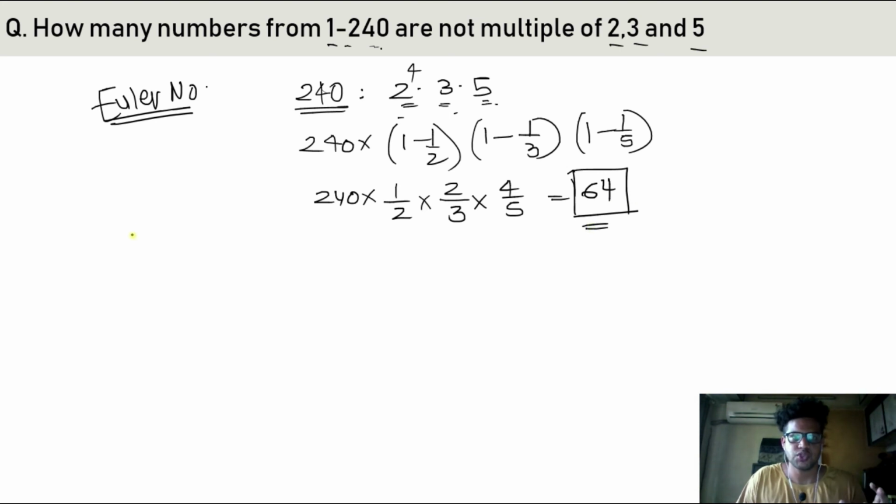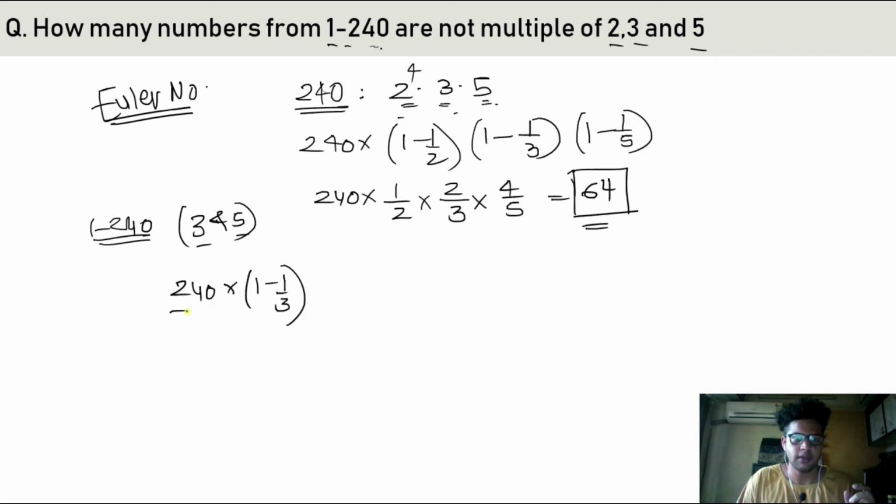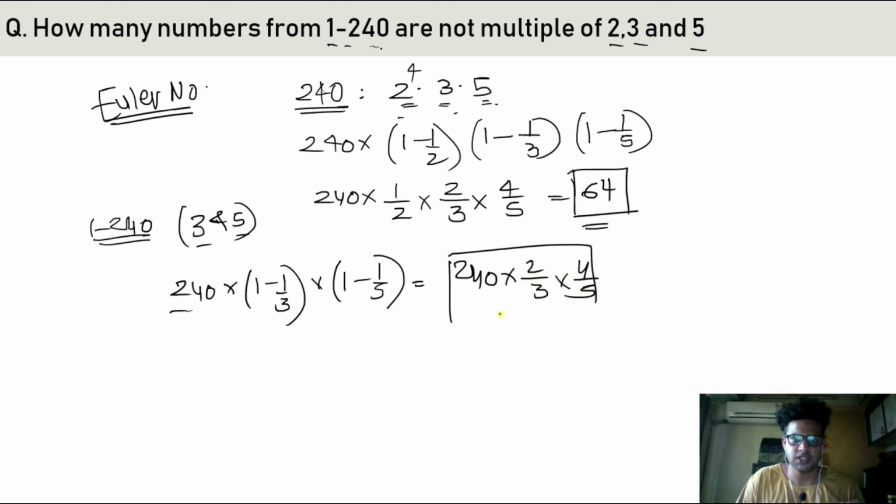Now suppose you get a question that between 1 to 240, how many numbers are there which are not a multiple of 3 and 5? In that case, while calculating the Euler number, you just need to consider only the 3 and 5 parts. So 240 into 1 minus 1 upon 3 into 1 minus 1 upon 5. So it will be 240 into 2 upon 3 into 4 upon 5. Now this would be your final answer to the question: how many numbers between 1 to 240 are not multiples of 3 and 5?